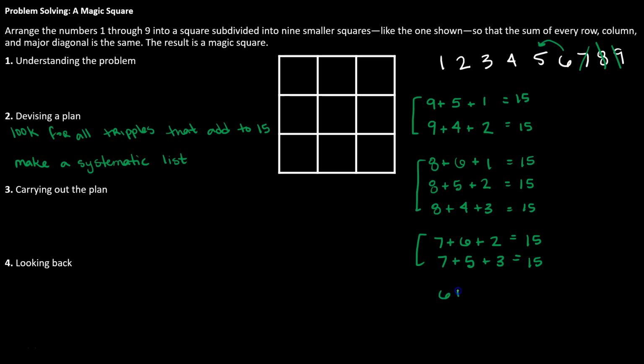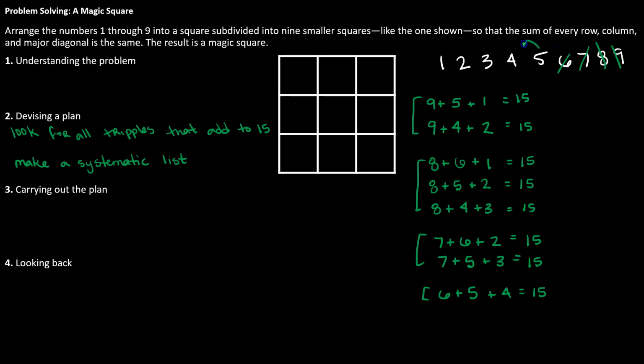So 6 plus 5, that's 11, which means we would need 4 more to make ourselves at 15. We can try to continue that going down. 6 plus 4 plus 5. Oh, well, we already have that one, so we're not going to duplicate that twice, which means all of the triples involving a 6 are complete.